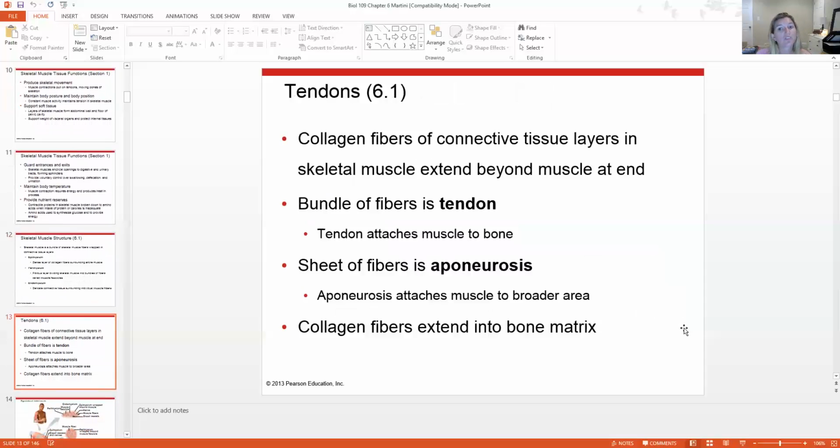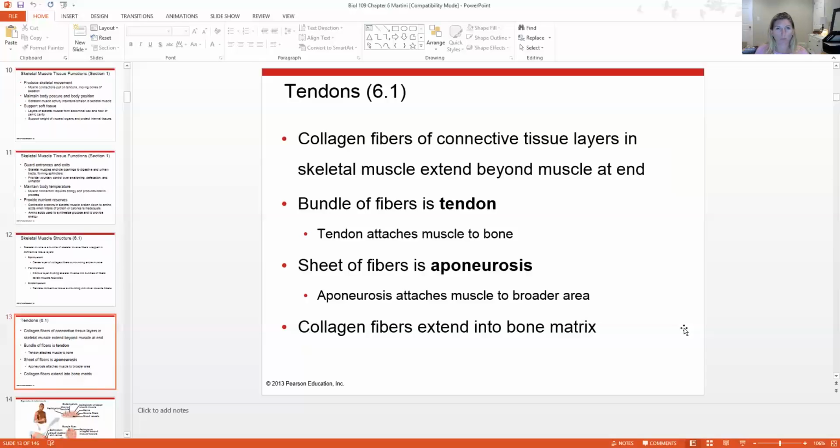Tendons are collagen fibers of connective tissue that extend beyond the muscle end. So that epimysium extends or kind of joins together and connects that muscle to the bone. A bundle of fibers is called a tendon. That's, again, attaching the muscle to bone. Whereas if you have a sheet of fibers, you have something called an aponeurosis. This would be a very broad area of connection. You have aponeuroses in your abdomen, on your skull, and on your back.